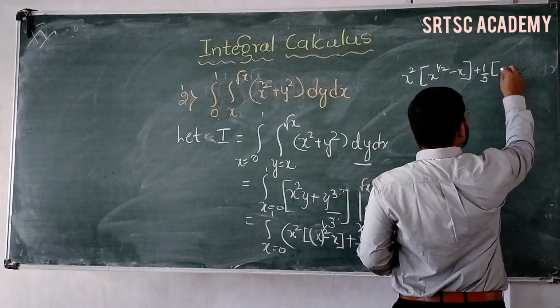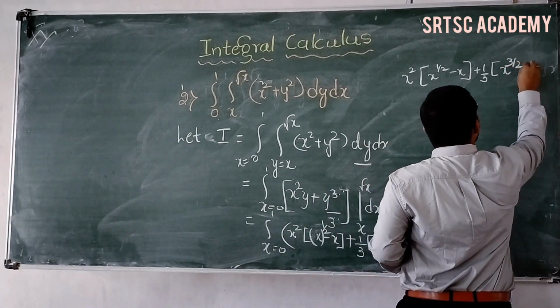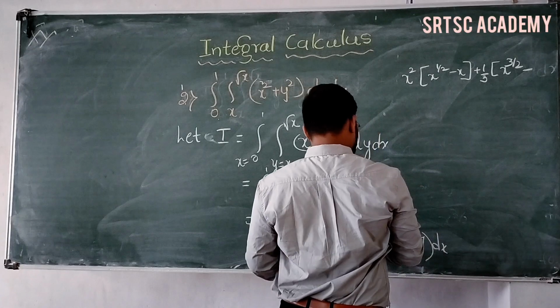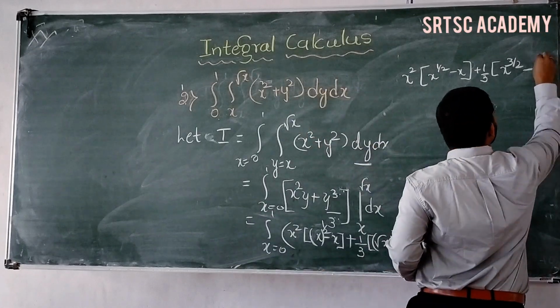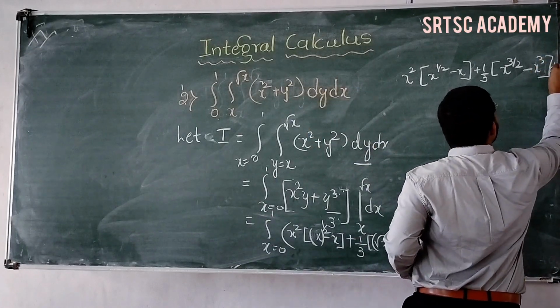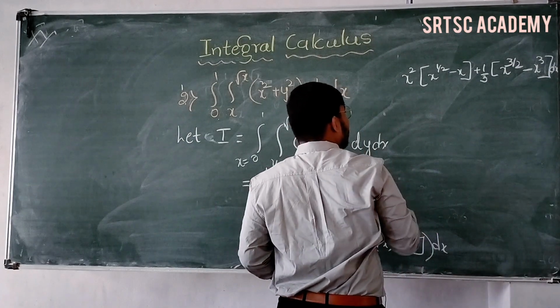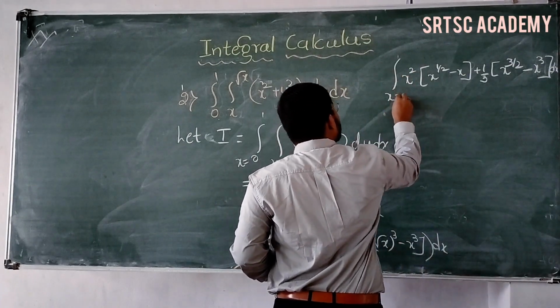X to the power 3 by 2 minus, what's that? X cube, right? After that, integrate with respect to x, okay? Integration x varies from 0 to 1.